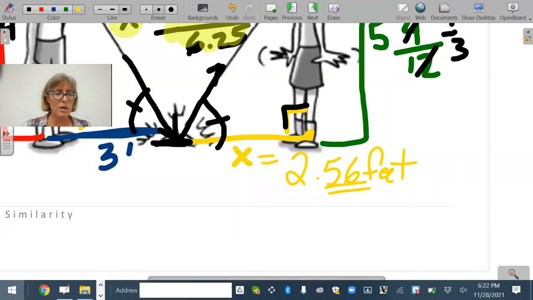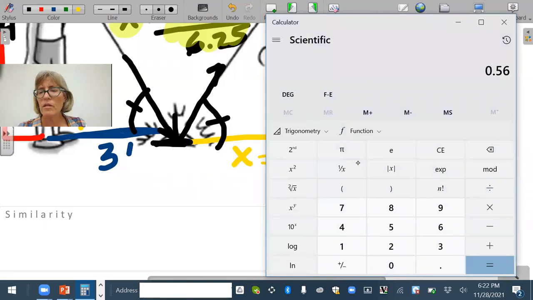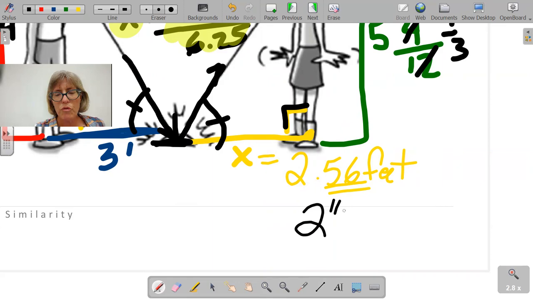So we get our calculators up and going again. And we simply do 0.56, which is base 10. And we times, well, technically it's base 100 now, times it by 12. And we get 6.7 inches, and I'm going to round to the nearest whole inch, which is 7 inches. So how far is the hypnotized victim away from the mirror? The answer to that is 2 feet, 7 inches approximately.